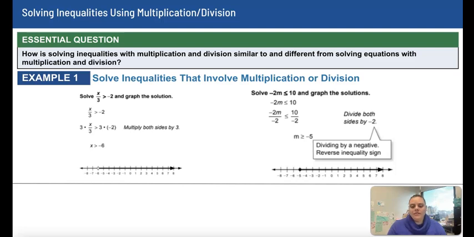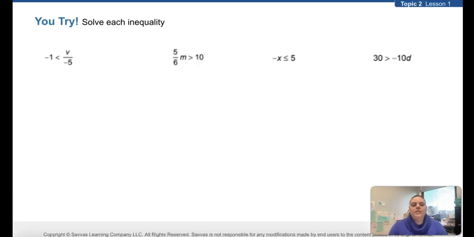We can graph this again by putting a closed circle at negative 5, since we have the line underneath the greater than, and because it's greater than, we are going to have an arrow pointing to the right. So it is very important that you understand that if you divide by a negative number or multiply by a negative number, the inequality symbol is going to reverse. So this changed from less than or equal to greater than or equal to.